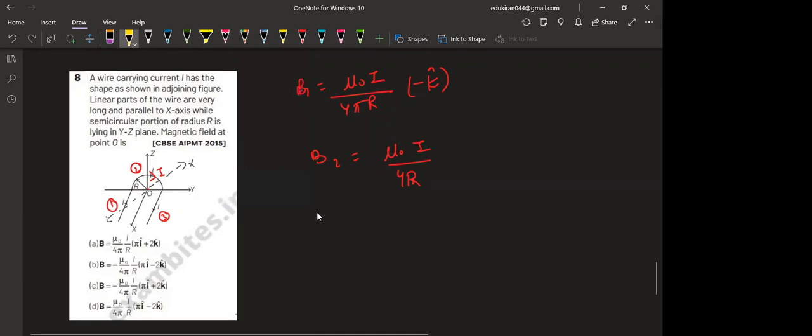Now see. B3 will be minus i cap, because it's going inwards, the negative x axis. See, the positive x axis is already given to you. So inwards will be the negative z axis. And this is similar, mu naught I by 4 pi r minus k cap.